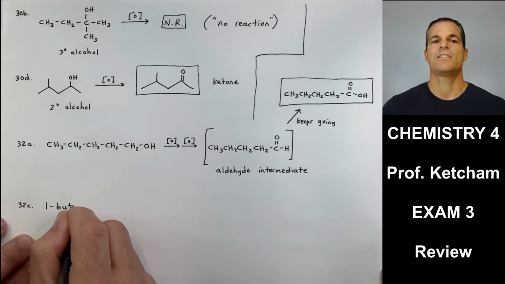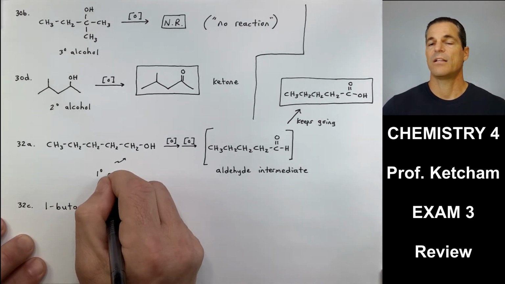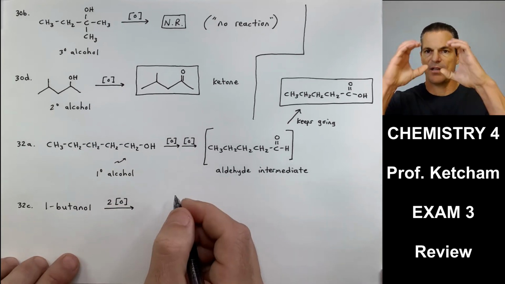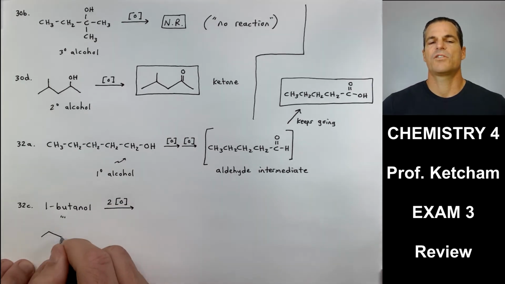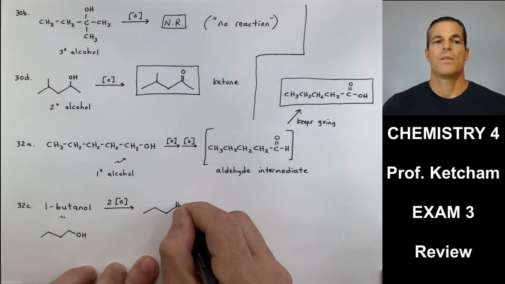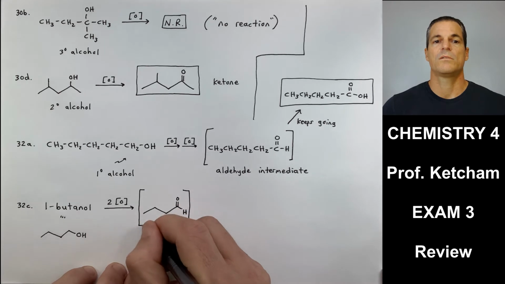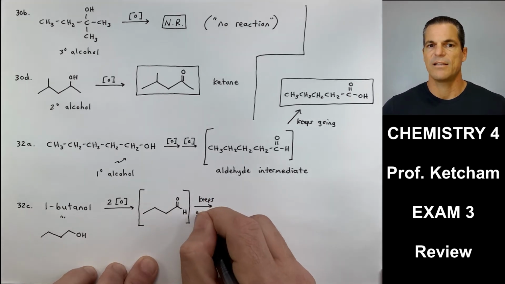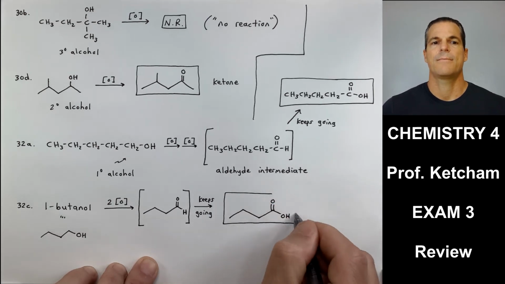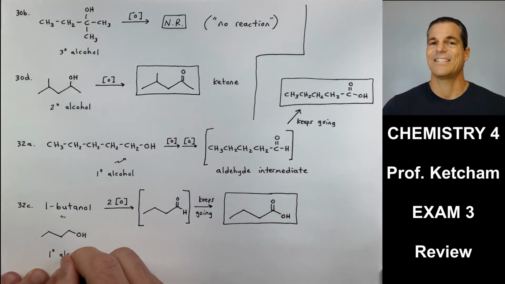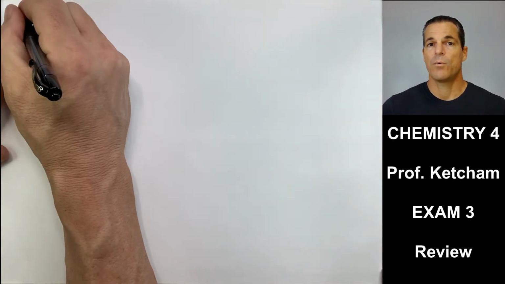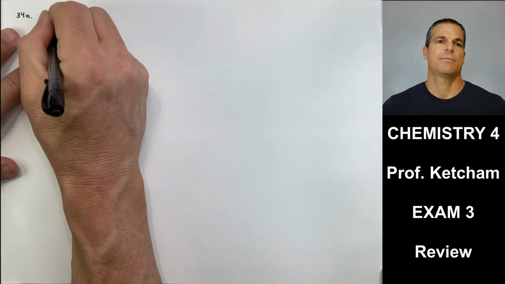Now 32C is yet another primary alcohol, and this time I'm writing the 2 in front of the oxidizing agent, O, just to show you a different way it could be written. But I'm going to go all the way from the primary alcohol 1-butanol to the intermediate aldehyde, and then it keeps going all the way to the carboxylic acid. Okay, so 1-butanol went to butanal, went to butanoic acid. Be aware of that. That's something I do like to put on the exams.